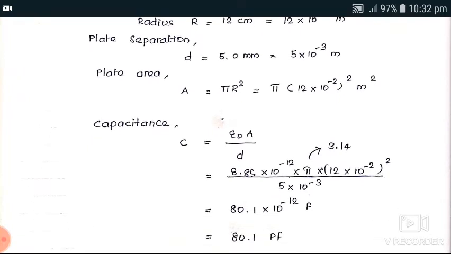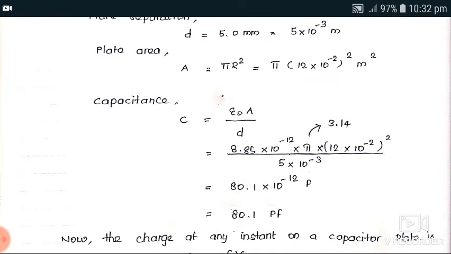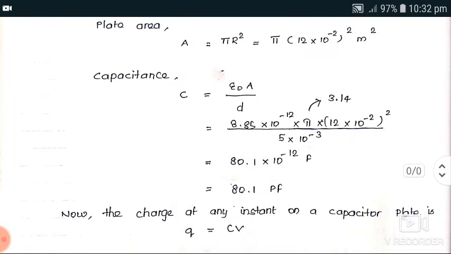So epsilon naught is the permittivity of free space. That value is 8.85 into 10 to the power of minus 12, and pi is 3.14, and the area A is pi r squared, that is 3.14 into 12 into 10 to the power of minus 2 whole square, divided by d. d is the distance between two circular plates, that is 5 into 10 to the power of minus 3. Once you substitute these values, we will get a final value of 80.1 into 10 to the power of minus 12 Farad.